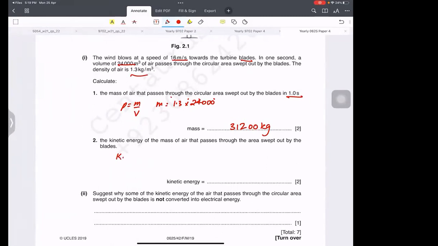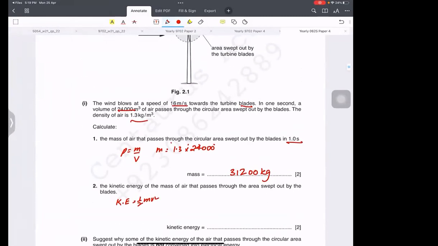Now, kinetic energy formula is Walaikum Assalam. Who is this and who's late? Sorry, Shafa. I'm late.